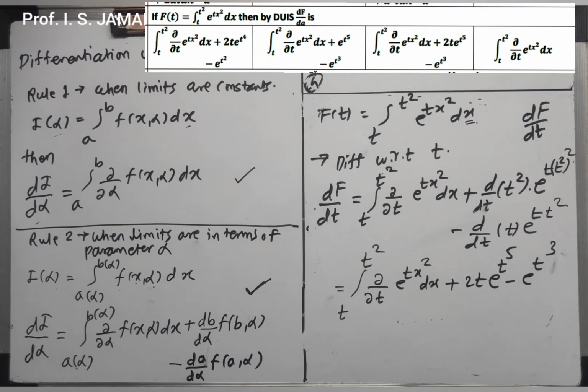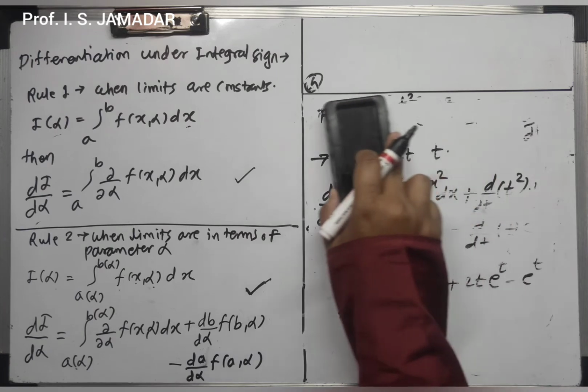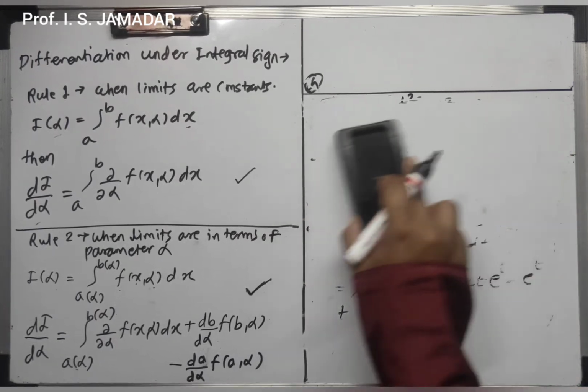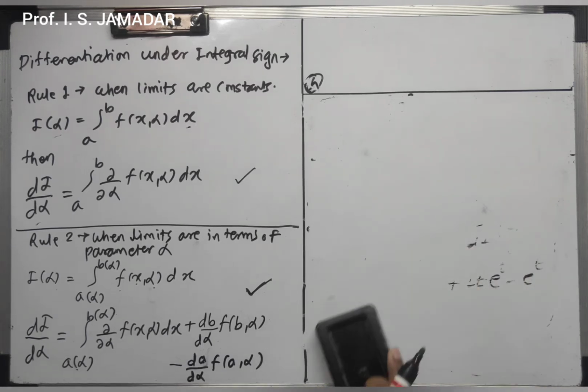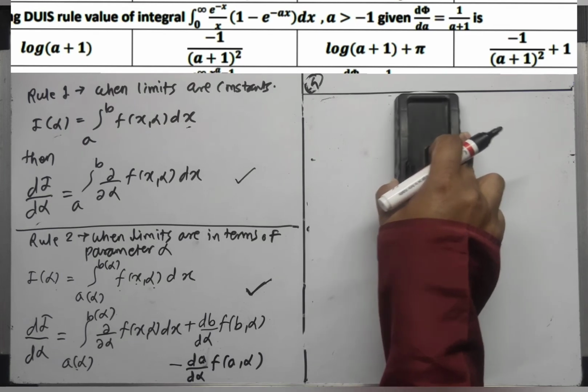So our answer is integration t to t square del by del t of e raised to tx square dx plus 2t e raised to t raised to 5 minus e raised to t cube, which is option C. So option C is the answer for this. Okay, so this is how we find the derivative by using those rules, differentiation under the integral sign. You have to take note of the limits also. When limits are constant, use rule 1, and when limits are in terms of the parameter, use rule 2.